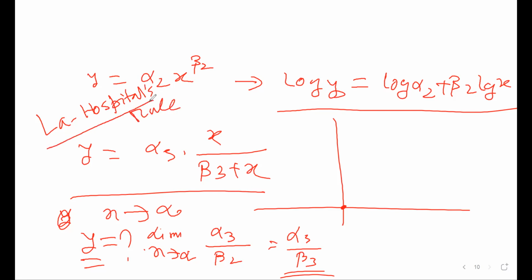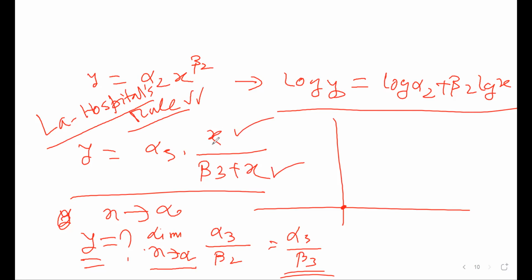Have you heard about this rule earlier in your intermediate level or something like this? Yes, sir. So what is that rule? What is the utility of this rule? Sir, if the ratio is like 0 by 0 or infinity by infinity, then we can simply differentiate. If we make x tend to infinity, is it not the case that it becomes infinity by infinity? Yes, sir. Then in this case, you have to differentiate your numerator and differentiate your denominator and apply the rule.